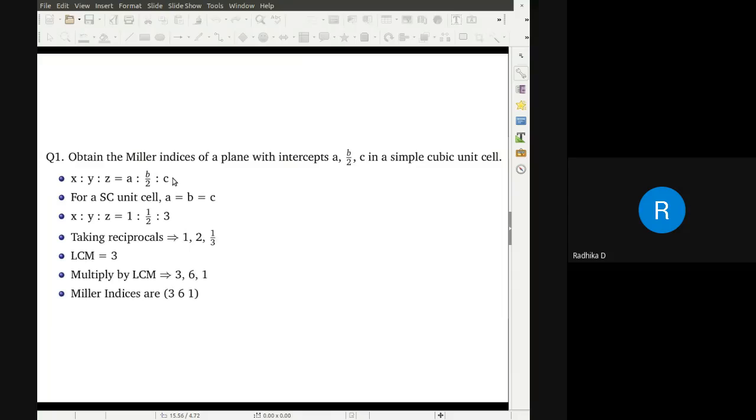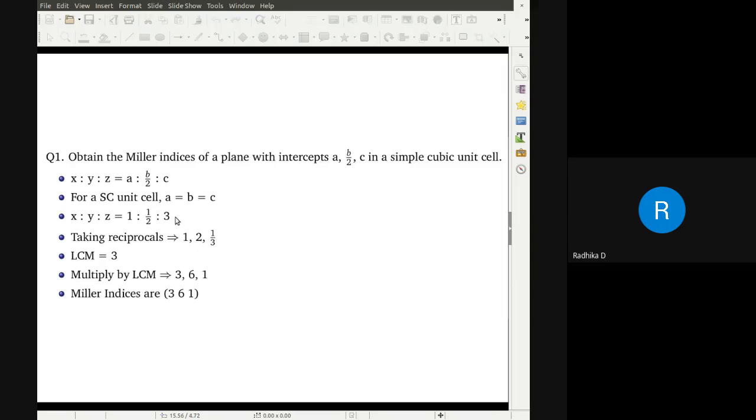Now, it is mentioned that it is a simple cubic unit cell. So for a cubic system, you know that a is equal to b is equal to c. These are the lattice parameters. So if I substitute this back, it becomes a is to a by 2 is to a. Since a is common, I can get rid of the a. So now the intercepts become 1, 1 by 2, 3.